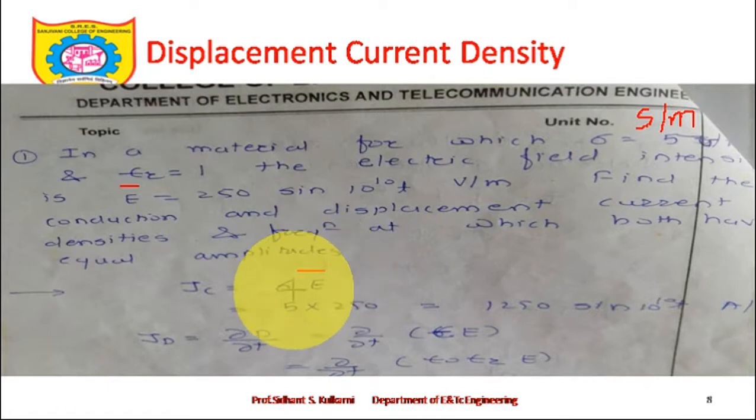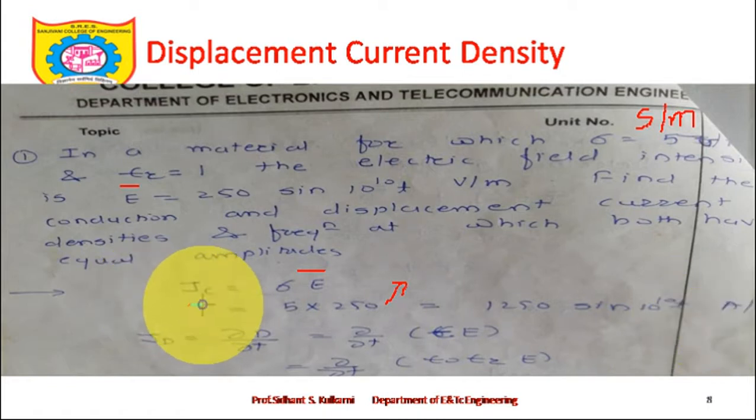What is sigma? Sigma is the conductivity of the medium. It is already given to you. So sigma is 5, E bar is 250 sine of 10 raised to 10 t. You can write it here: 250 sine of 10 raised to 10 t. It's simple multiplication, 250 multiplied by 5, it's 1250 sine 10 raised to 10 t ampere per meter square.